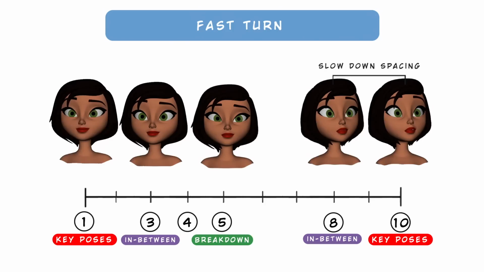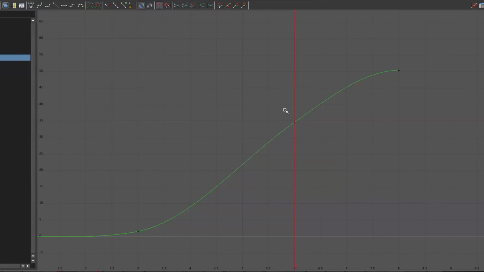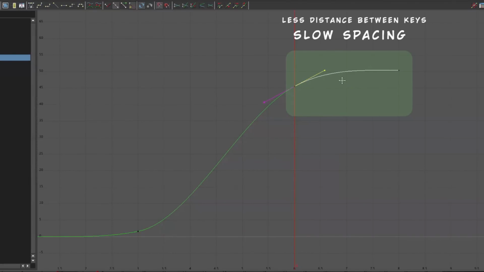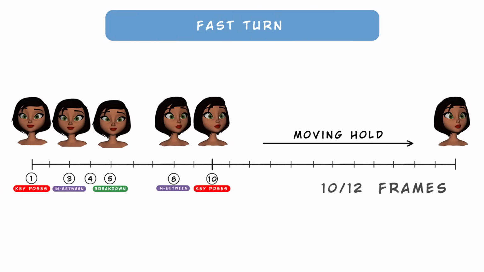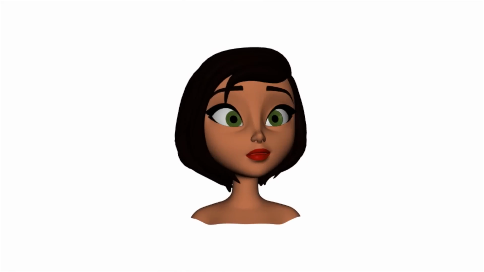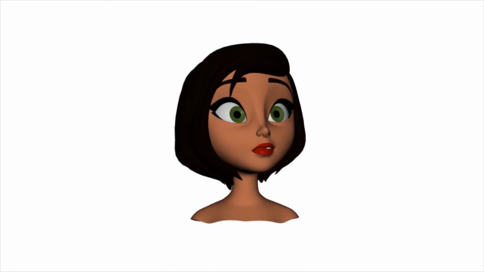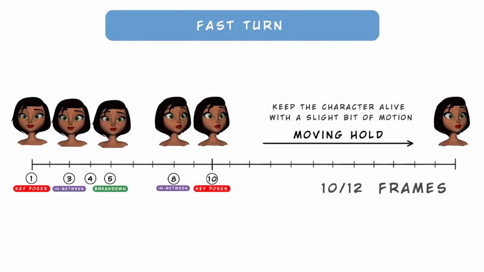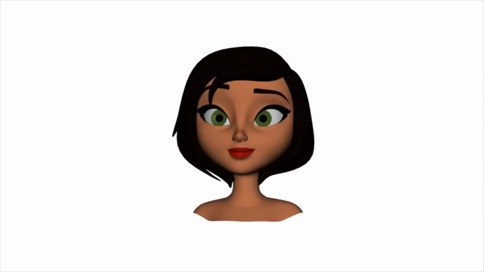Let's slow down the spacing in the end. Let's add an in-between at frame 8, where the head almost reached the final position. To slow down the movement in the last part, we do as before. In the graph editor, we move the key closer to the last one, so the curve is almost flat. Last, we add the moving hold. So the head, the chest and the eyes continue to move just a bit, just enough so that the body doesn't freeze. So thanks to this moving hold, the character will look alive. So this is the final result. You can also add some details and overlap like the ears animation.